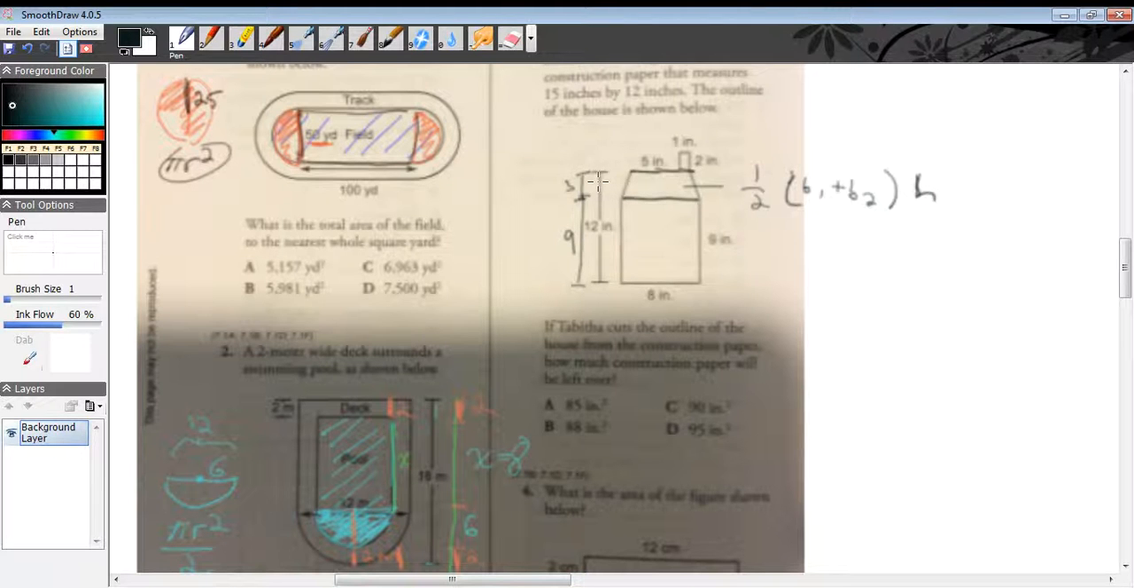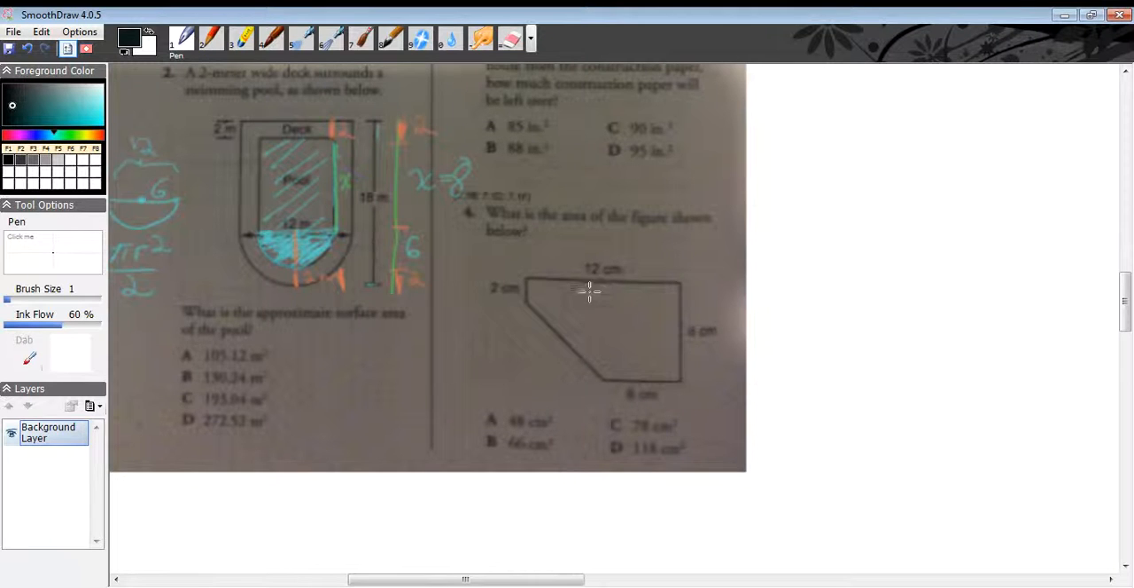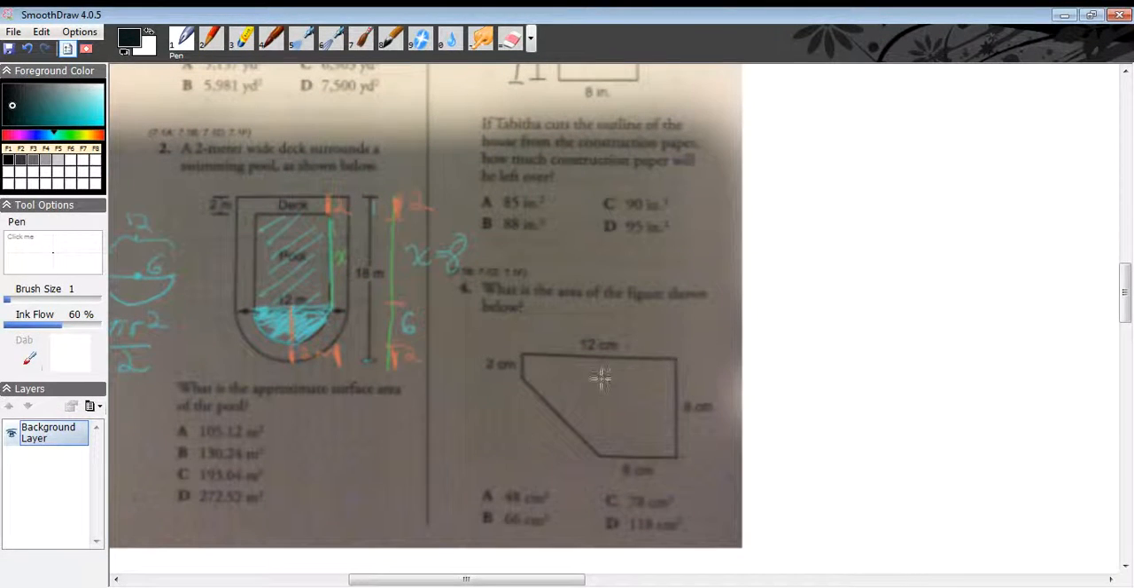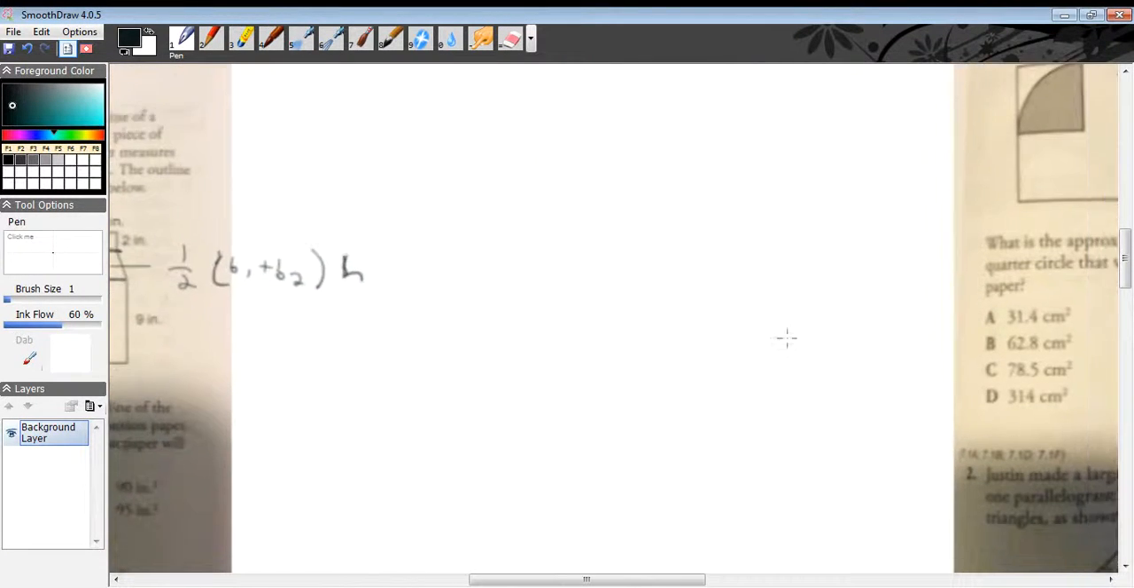For this shape, we can divide it several different ways. I think the best way is probably doing it this way. So I have a trapezoid here, base 1, base 2, it's 12 centimeters, 1/2 (b1 + b2) times height. And then this here is just a rectangle, length times width. The height here is 8, the distance between the two bases.